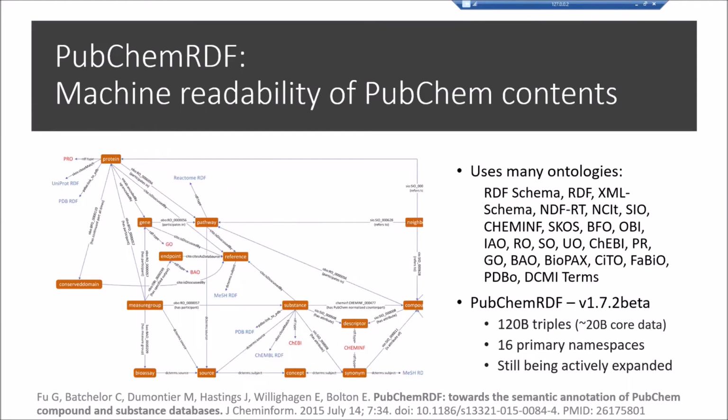So we are extensively using ontologies, terminologies, and so on in the context of our PubChem RDF, which is a subset of PubChem in terms of its machine readability. What you see is just some of the primary nodes that we have inside PubChem. We first pushed this out about 7 years ago, and we're currently still in a beta form, but we're getting quite close to a 2.0 final.